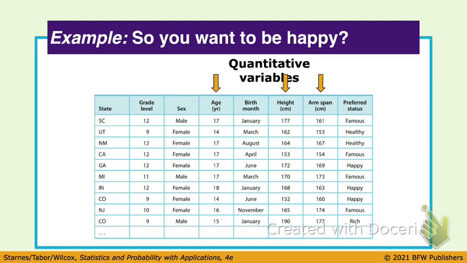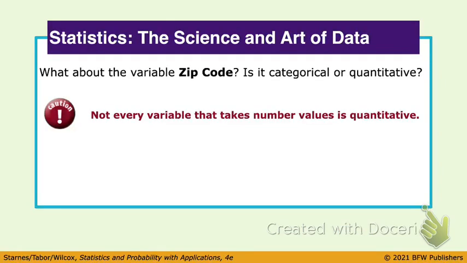What about zip code? What if I had put their zip code on here? Would that have been categorical or quantitative? What do you guys think? So zip code is categorical because, again, just because it is a value, a number, doesn't make it quantitative. It's whether or not it's a label.